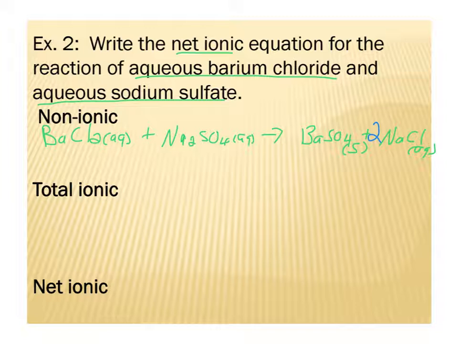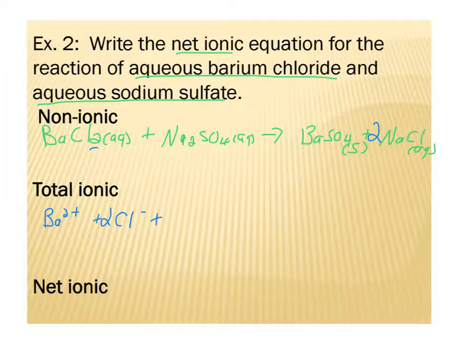So barium chloride, being a soluble ionic compound, will dissociate 100%. So we're going to get barium ion, Ba2+, and chloride ion, Cl-, and we notice that there's going to be 2 moles of chloride for every 1 mole of barium chloride, so we put the coefficient of 2.